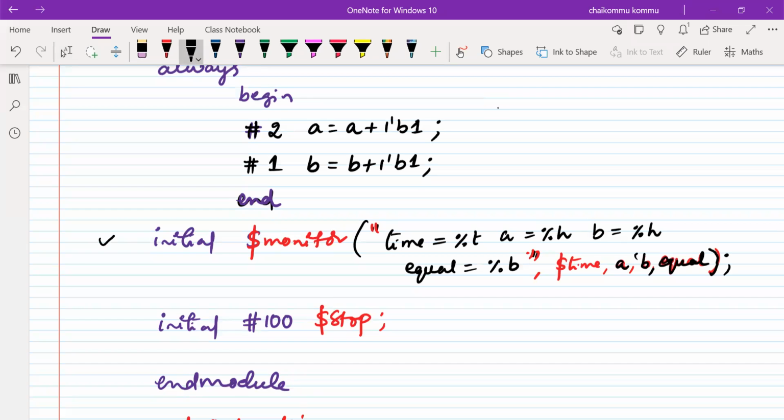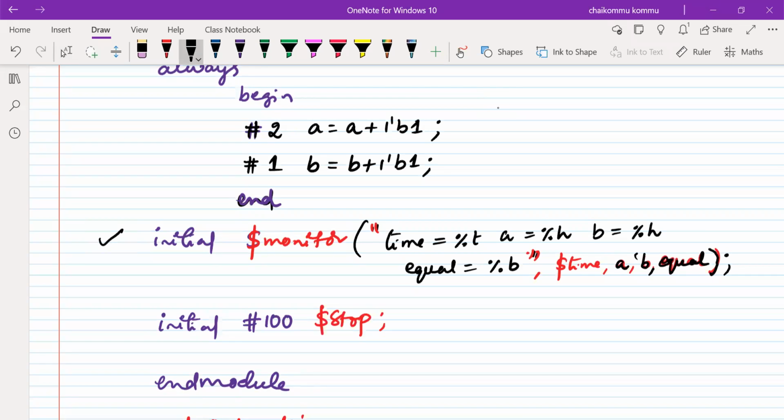This initial statement will always be executed. Why? Because monitor statement is there. Whenever there is a change in A, whenever there is a change in B, or whenever there is a change in time, it automatically monitors that change. That means all the time it will be monitored. Whenever there is a change, it will be noticed.